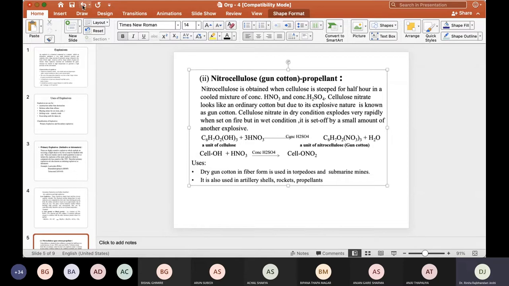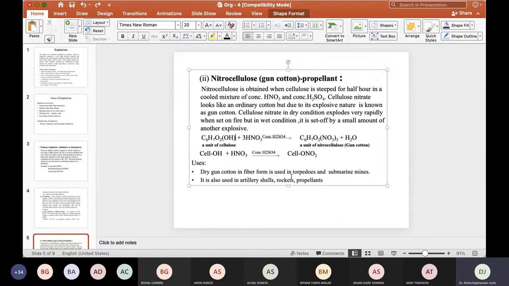It is said to be like a gun cotton. Nitrocellulose. Now, the uses of this nitrocellulose: dry gun cotton in fiber form is used in torpedoes and submarine mines. Dry gun cotton.